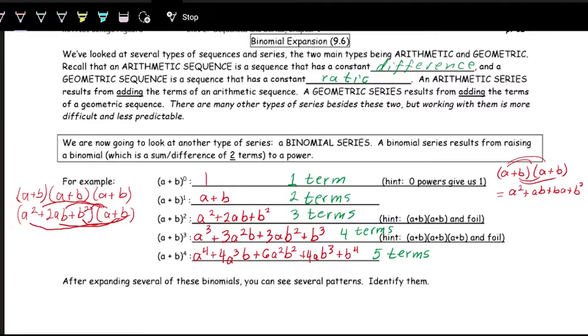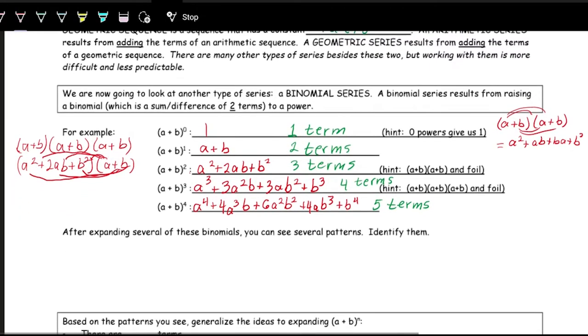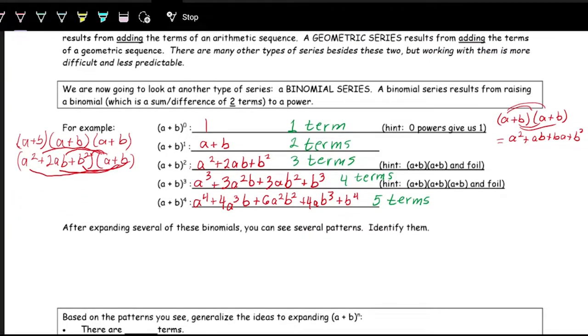And so I invite you to pause for a moment and try to identify some patterns that you recognize here, whether it's patterns in the number of terms, patterns in the expansions themselves, patterns in the exponents, or patterns in the coefficients. So pause for a little bit and try to find or recognize any patterns that you see. Come back after you look at some of these patterns.